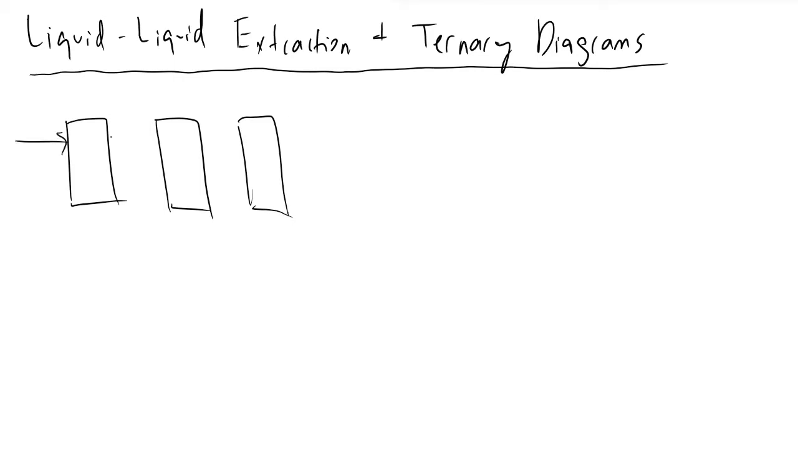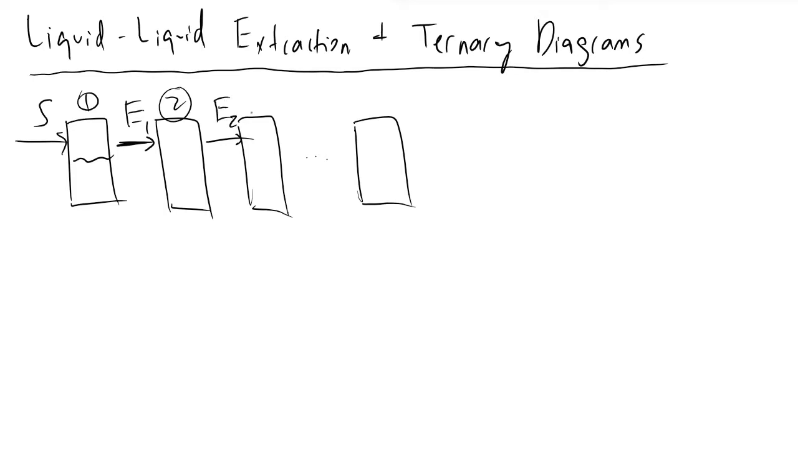We will have some kind of stage 1, and then 2, up to some kind of stage n. We will have a solvent entering our stage here and leaving our first stage or contactor. We will have some kind of extract, E1. This will be our first tray. And leaving our second tray, we will have an extract with some composition E2.